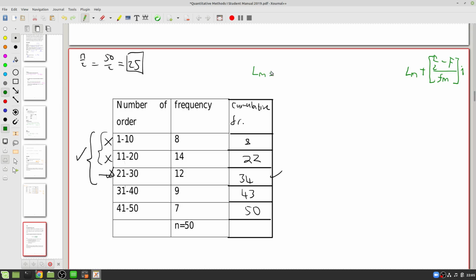So this is the lower boundary of our median class. Remember, what's the difference between boundary and limit? The lower limit is the smallest value you see, and the upper limit is the largest value you see. But for the lower boundary, we subtract 0.5. If it's not exactly the same as that value, we subtract 0.5 here. So 21 minus 0.5 is 20.5. That's the lower boundary. The upper boundary here would be 30.5. Great, so that's lower boundary, LM.